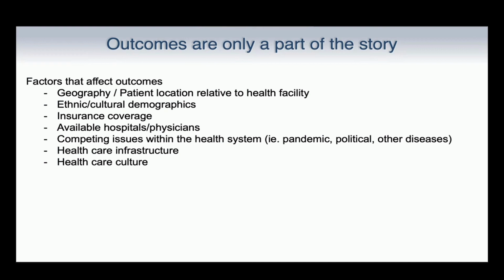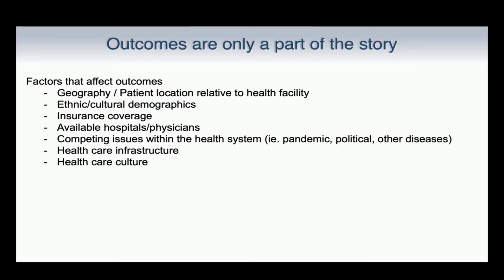Maybe there's a big preponderance of one ethnic or cultural group that views healthcare a certain way. Maybe they only want to seek care if it's really bad. Insurance coverage, again, they didn't show, but it might be. What's available? What else is available? Hospitals and physicians, right? Are there competing issues with the healthcare system, whether from an operational standpoint, like there's a pandemic happening, or from a political realm, like we want to focus on this? And again, there's going to be health care infrastructure and culture differences that would affect how you might tackle this.